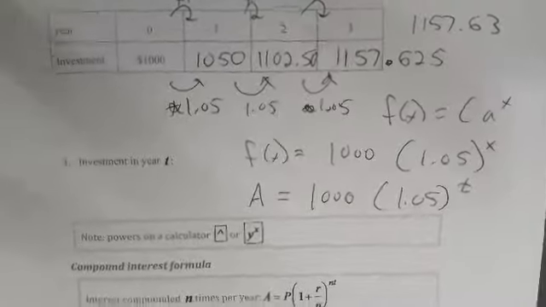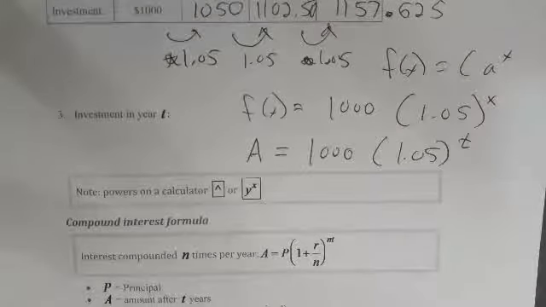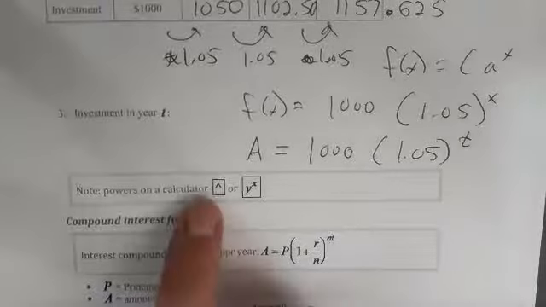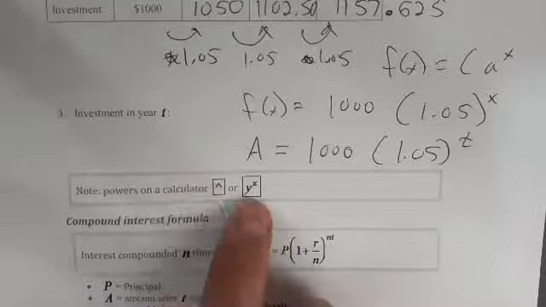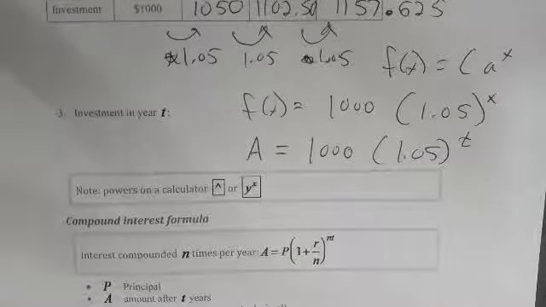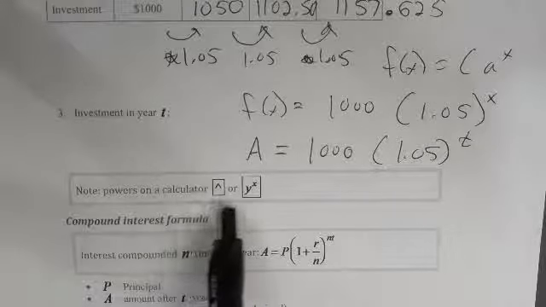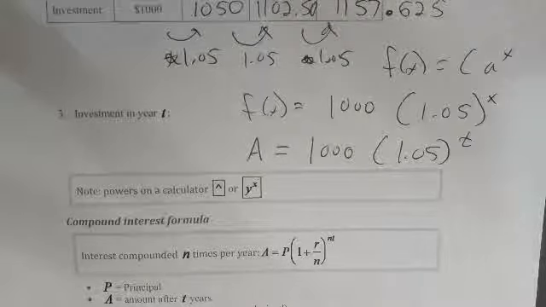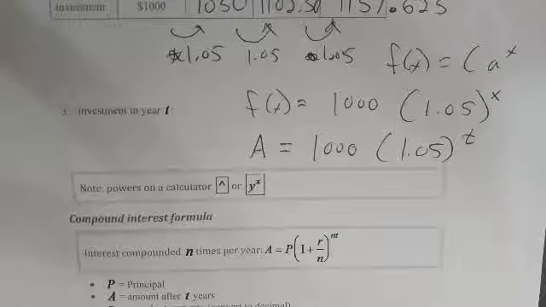Okay, and then they get the little symbols for powers on a calculator. So if we want to do exponents on a calculator, there's either the little caret symbol, or they will have a y to the x sort of thing happening. So I think most of the graphing calculators go with the caret symbol. Okay, so we have a compound interest formula.